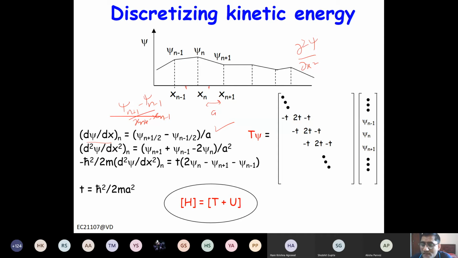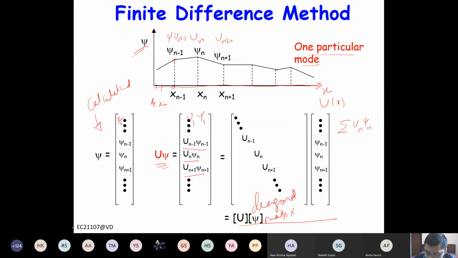The previous slide. Which slide are you asking about? In the previous slide there was only one term, U psi. This is potential energy times psi, and this term is the first term. So del 2 psi by del x square is the second. Behind this, this one. Do you have any doubt?